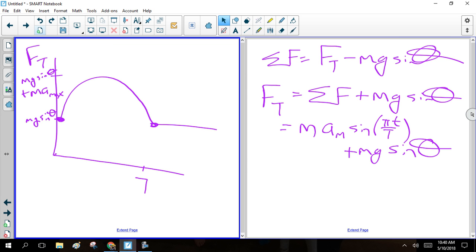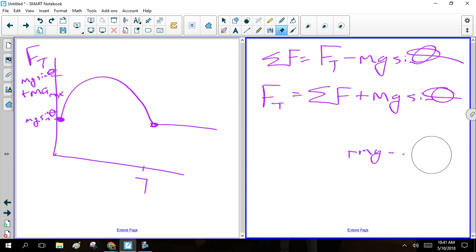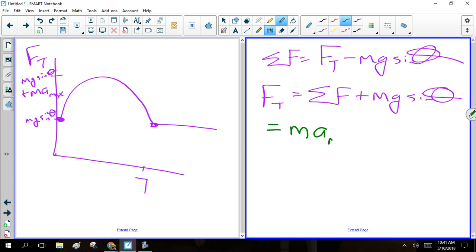Now we've got to compare that with this other graph. For the second one, our net force is now mass times acceleration, but we've got a new model for acceleration. So it's mass times a max e to the negative pi t over 2t. So that's the net force plus mg sine theta. Follow or no?